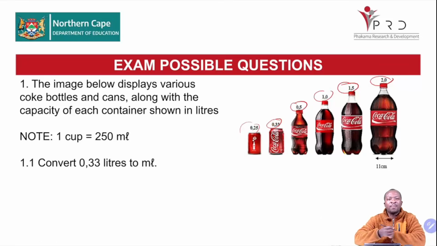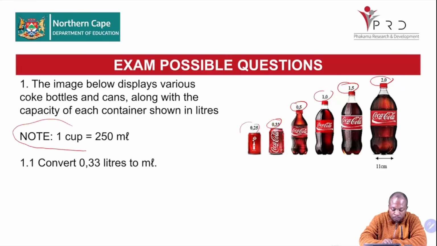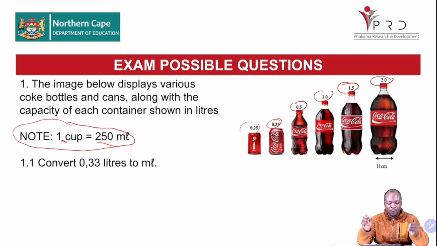So let us look at some few possible exam questions then. If we look on our side here, we have got different sizes of Coke cans and bottles. And then the first question says, the image below displays various Coke bottles and cans along with capacity of each container shown in liters. But look at very vital information. Note, 1 cup equals 250 milliliters. Question 1.1. Convert 0.33 liters to milliliters.